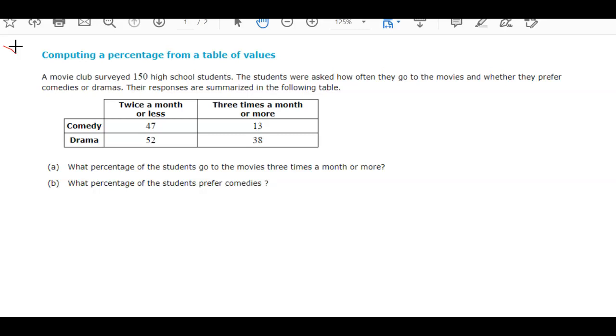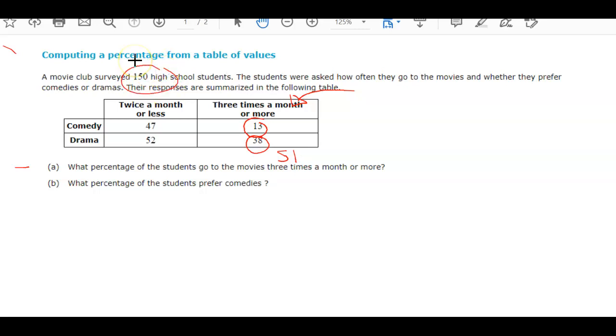So a movie club surveyed 150 high school students. The students were asked how often they go to the movies and whether they prefer comedies or dramas. Their responses are summarized in the table below. We've got a couple of questions we need to answer. Part A says, what percentage of the students go to the movies 3 times a month or more? So these are all the students that go to the movies 3 times a month or more. And you're going to see that there's 13 and 38. So there's actually 51 students total that go 3 times a month or more.